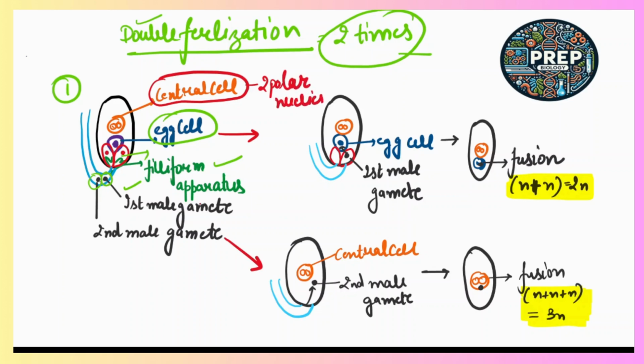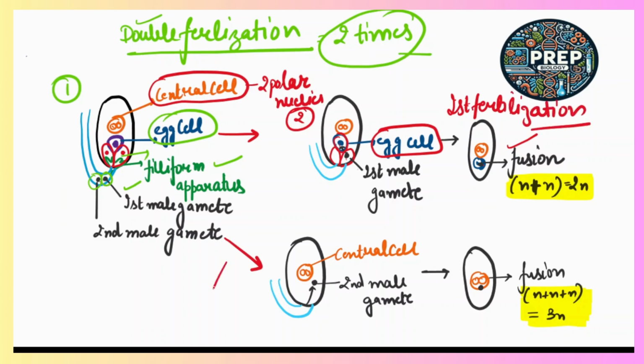Now, the next step. The first male gamete, which cell will it fuse with? The egg cell. The first male gamete enters the synergid cells, and with the help of the synergid cells it fuses with the egg cell. The fusion between the first male gamete and the egg cell is called the first fertilization. This is the first fertilization.